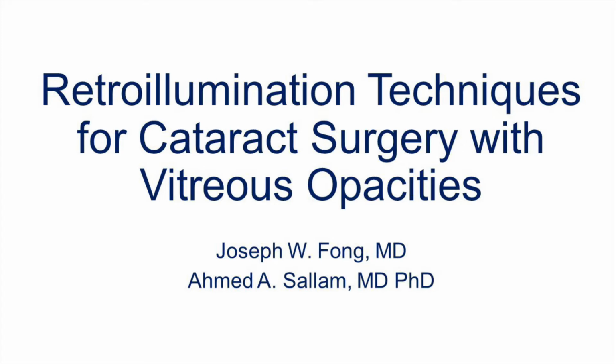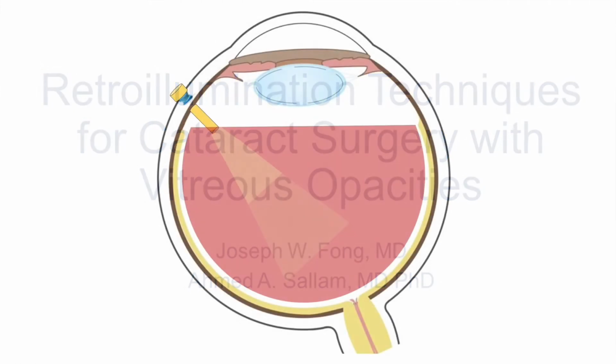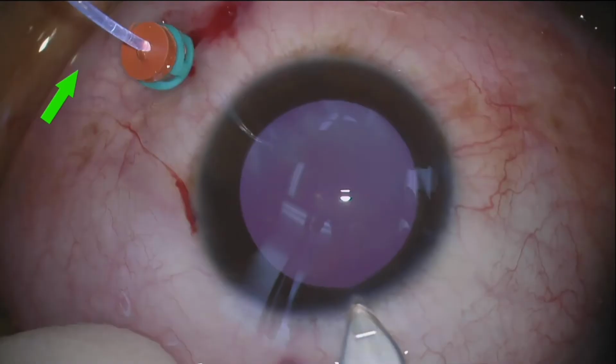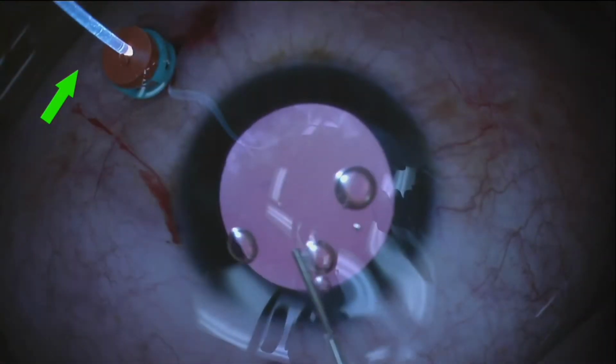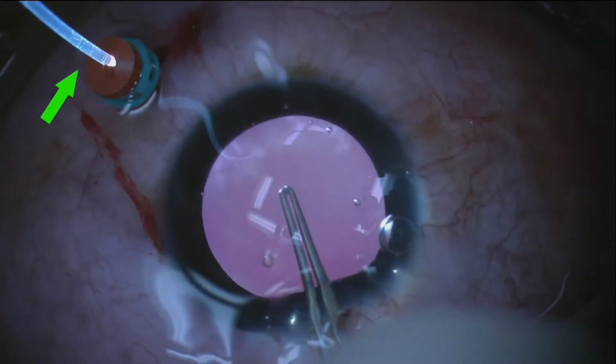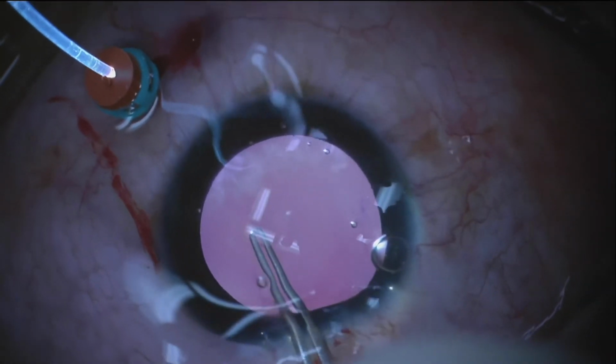Let's first look at two different configurations for the 25-gauge chandelier. First, we will demonstrate the view that is achieved by directing the chandelier down toward the vitreous. The patient in this segment has dense vitreous hemorrhage from diabetic retinopathy. Note the position of the chandelier as it is directed down toward the vitreous.